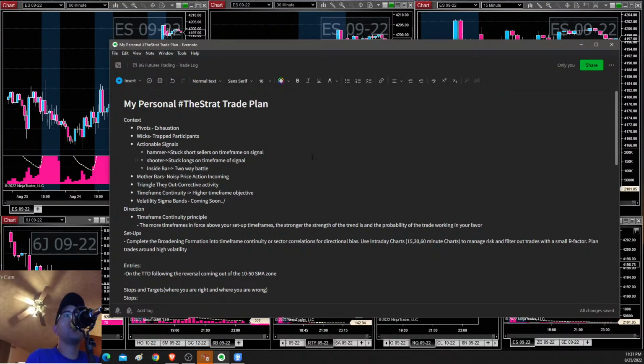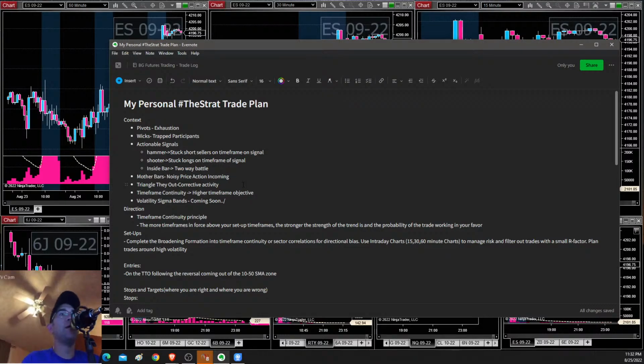So that's what I have for context using the Strat. This is kind of how I build my narrative when I am watching charts. And just using these really basic cheat sheet: pivots mean exhaustion, wicks mean trapped participants. These things either are happening or they're not. You know what I mean?